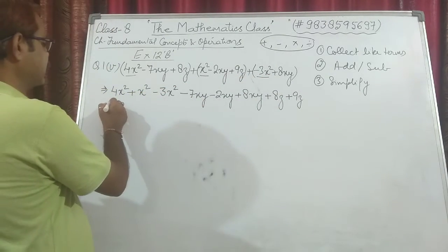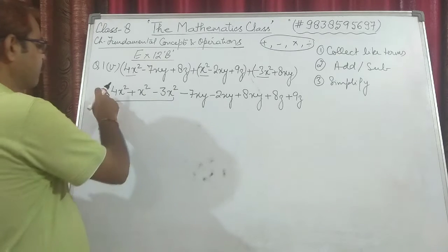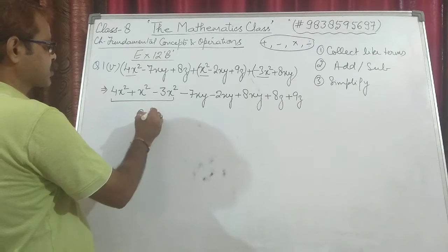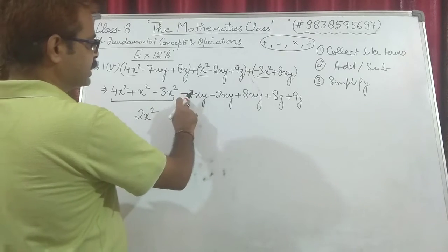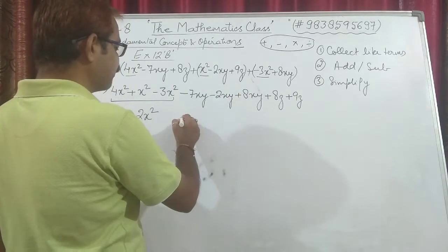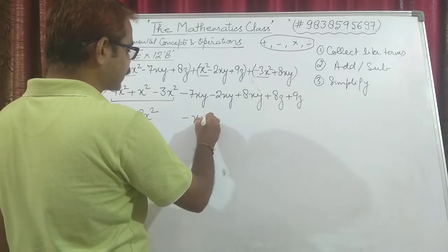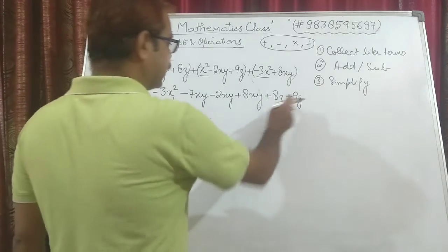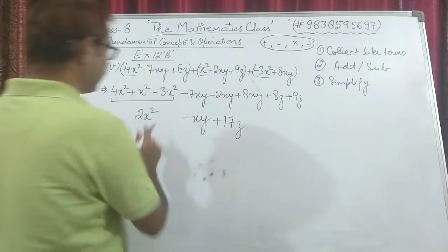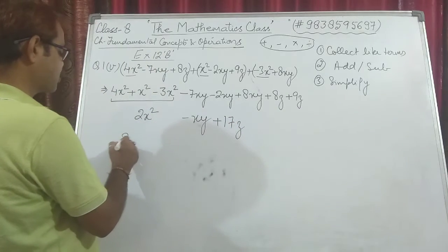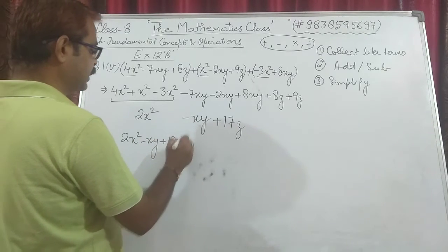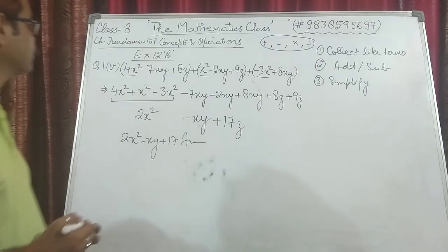Now when you add these terms, means you solve them. 4 plus 1 is 5, 5 minus 3 is 2. Finally you are getting 2x square. Then minus 7 and minus 2 is minus 9, minus 9 plus 8 is minus 1xy or simply xy. And 8 and 9 are 17z. So finally the value can be written as simply 2x square minus xy plus 17z. That is the final value.